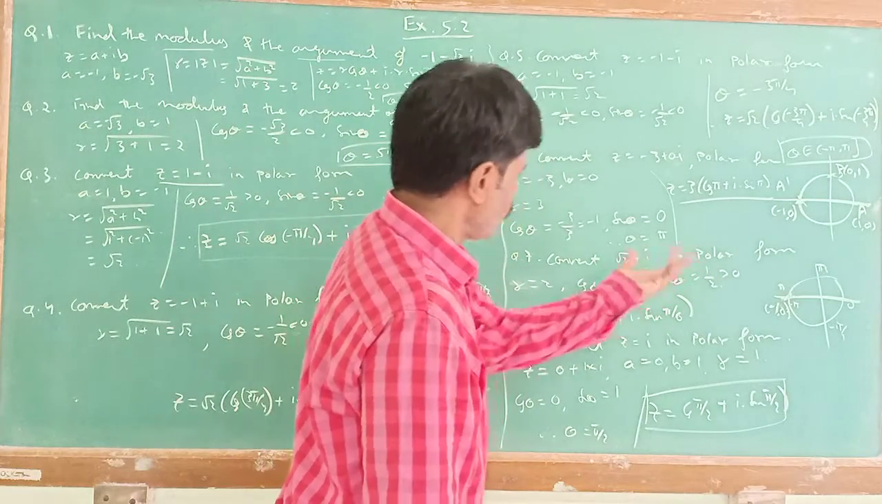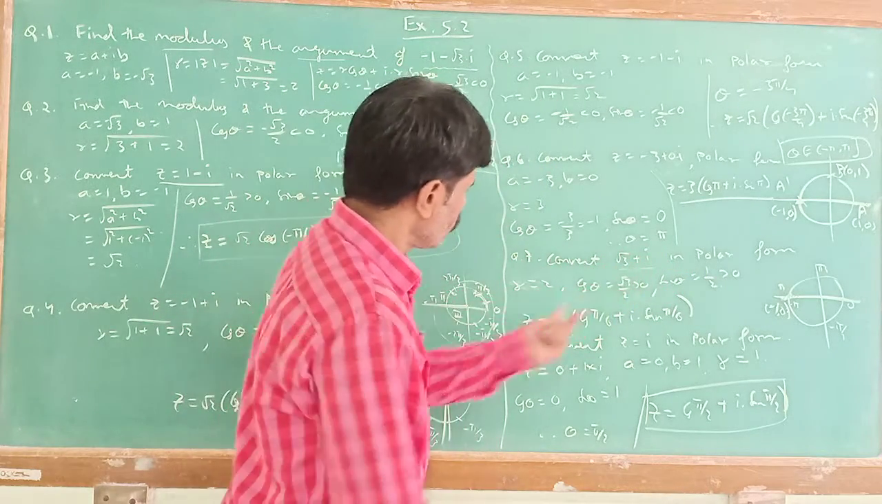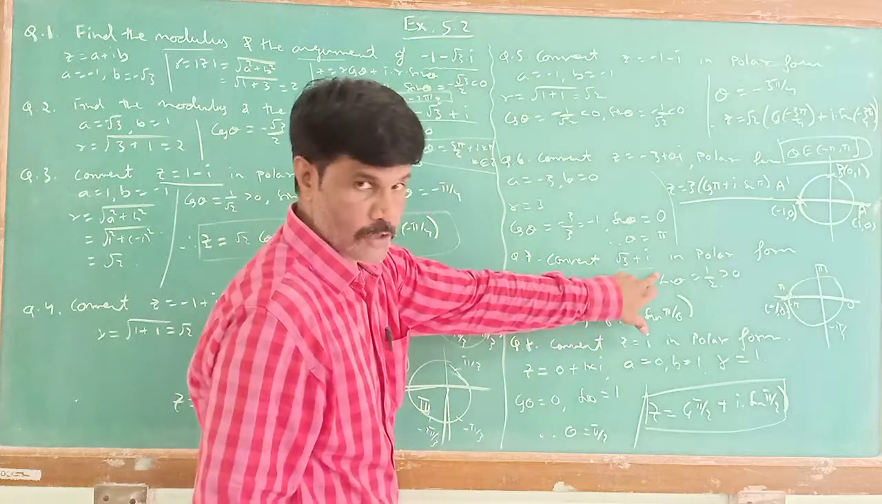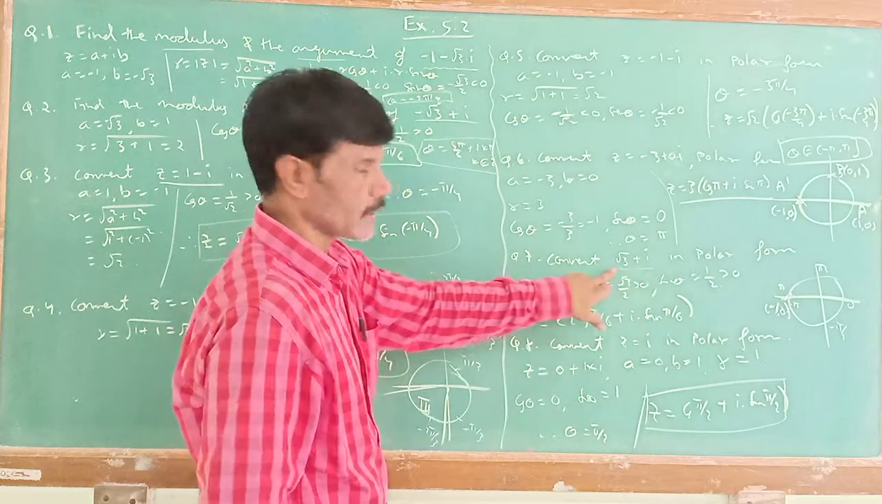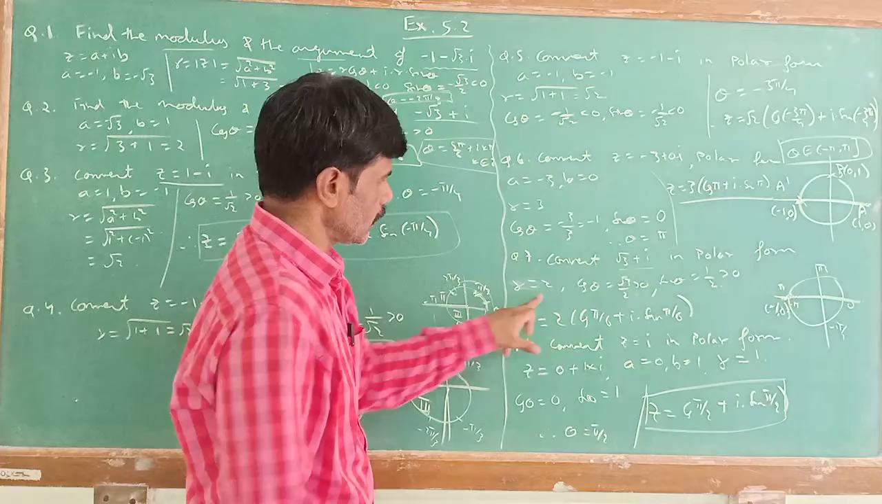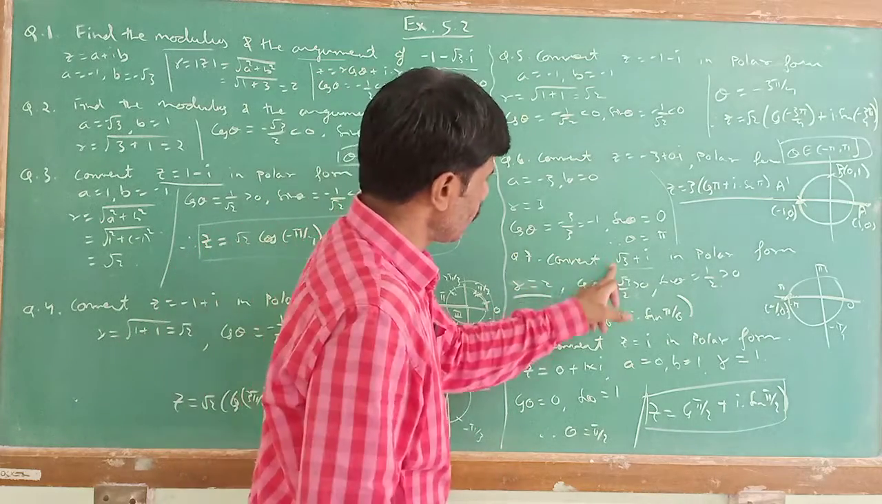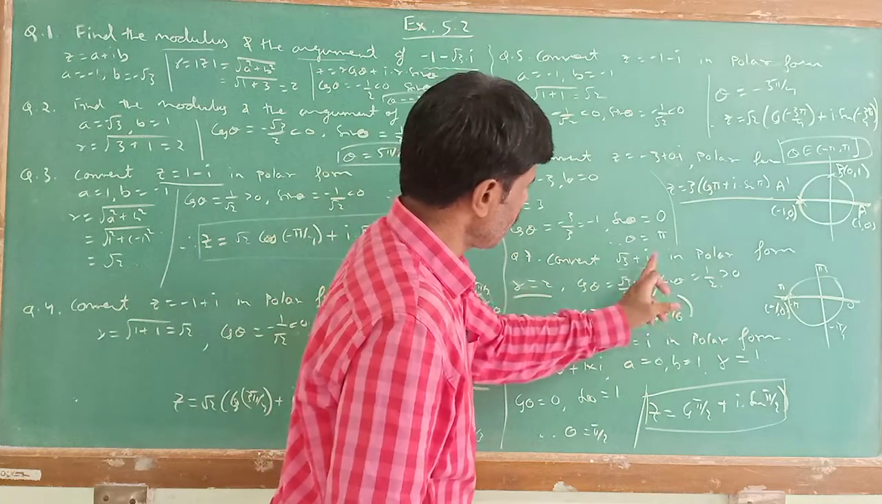Convert root 3 plus i in polar form. Okay, same way. Sorry, a is root 3, b is 1. So r is equal to root of a square plus b square, that is 3 plus 1, 4. Square root of 4 is 2. See here, r is equal to 2. Now cos theta is equal to a by r, root 3 by 2. Sin theta is equal to b by r, that is 1 by 2.